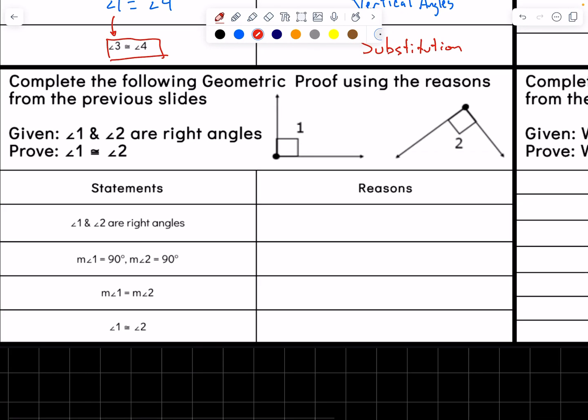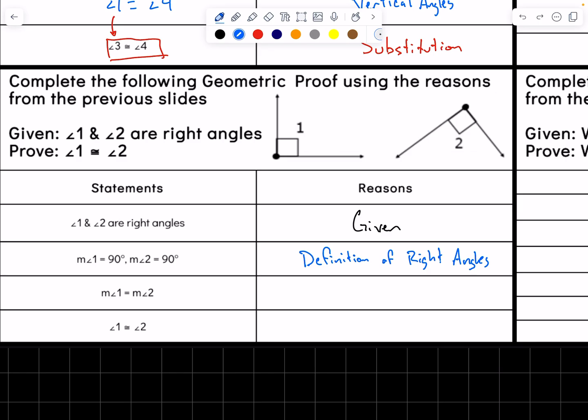Coming down to our next example, again, we have a given statement. Angle 1 and angle 2 are right angles. Now, this next piece I know to be true by the definition of right angles, which tells me that right angles equal 90 degrees. So these two pieces are given to me in the definition of right angles.